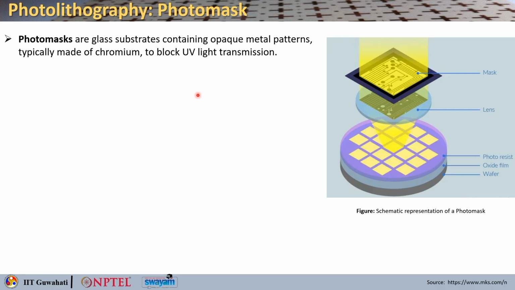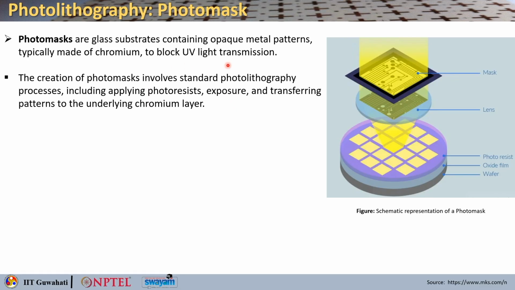Next important component is the photomask. Okay. So, photomasks are nothing but glass substrates that contain opaque metal patterns, typically made of chromium, that block the UV light transmission. Okay. So, this is a schematic representation of a photomask, and then you have a lens, and this is how these patterns are transferred onto the photoresist.